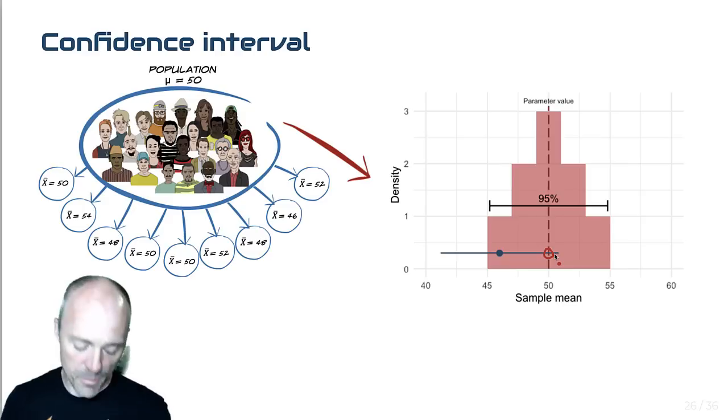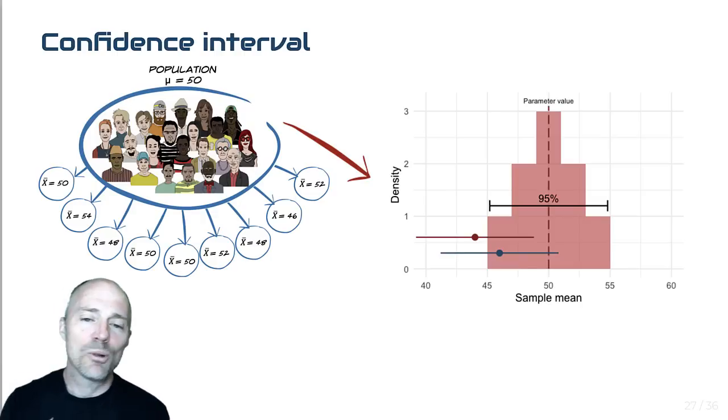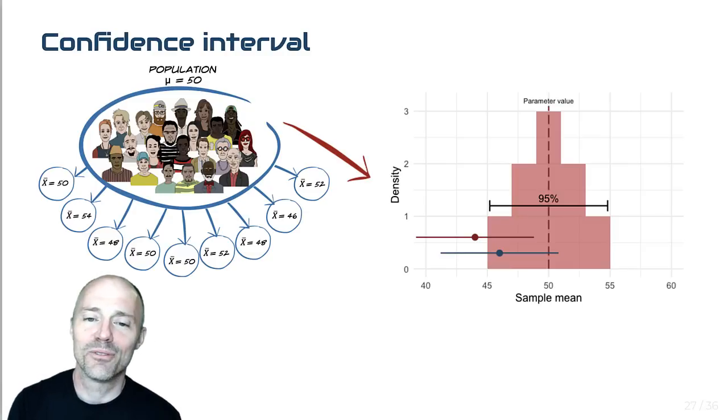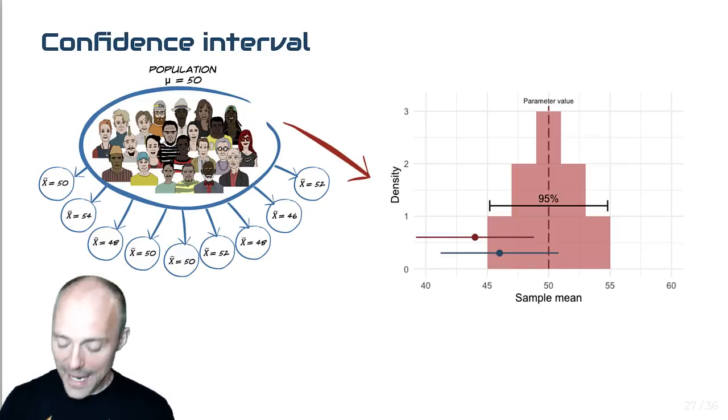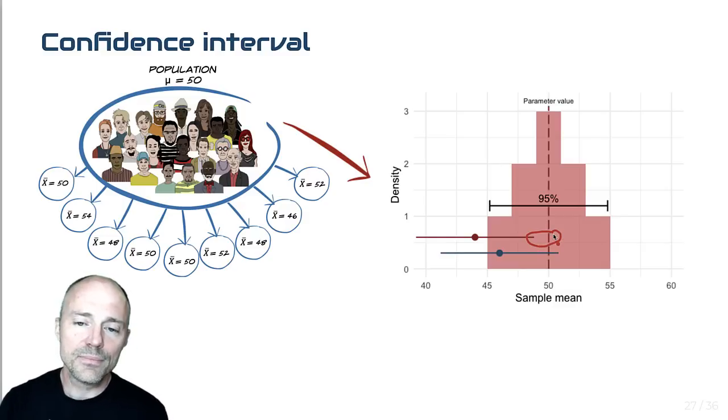Let's take another sample. This one falls outside of the range within which 95% of sample estimates fall. And we can see in this case, its interval misses the population value. And let's take a third one.